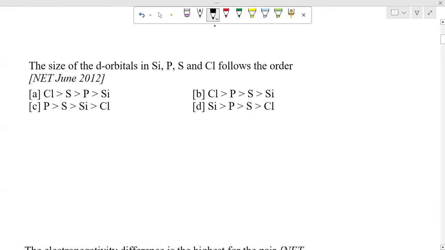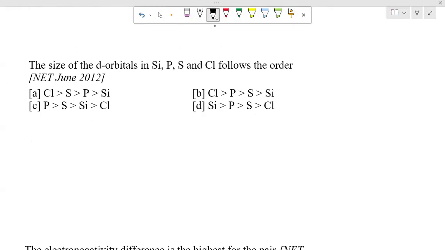Next question. The size of the d orbitals in silicon, phosphorus, sulfur, chlorine. Again, you should know the order. Silicon is atomic number 14, phosphorus is 15, sulfur is 16, chlorine is over here, following the order. They are asking about the size of the d orbitals, or in other words, it's simply the atomic size that they are talking about.